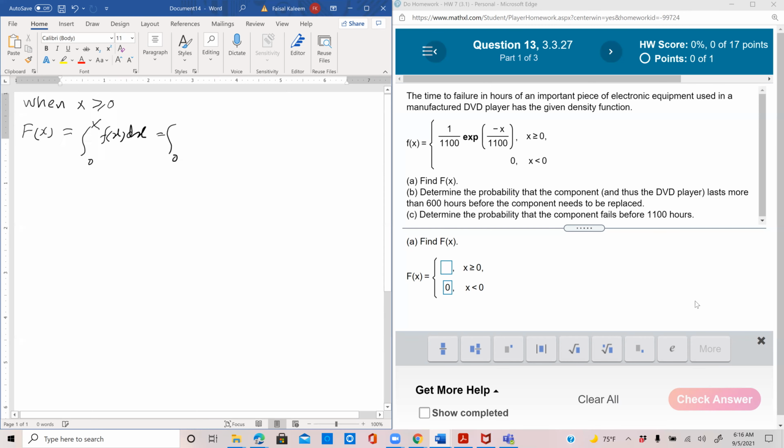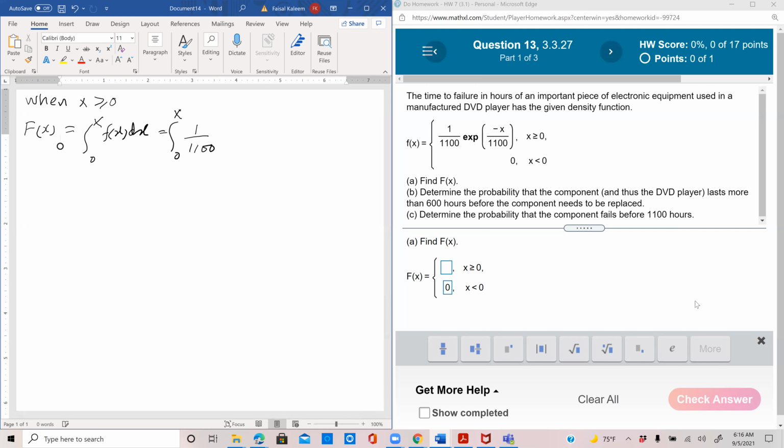So that is 0 to x. And f of x in this case is 1 over 1100 e to the negative x by 1100 dx. And the 1 over 1100 can be pulled out. So one shortcut: we know that the integral of e power x is e power x. And u substitution tells us this shortcut, that the integral of e power ax dx ends up being e power ax over a.